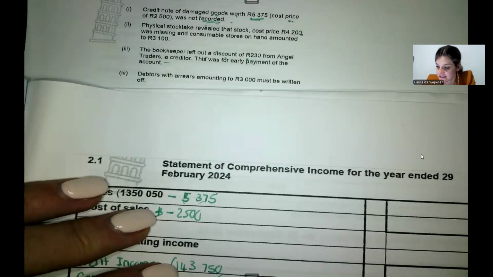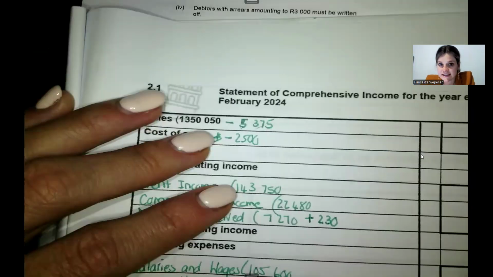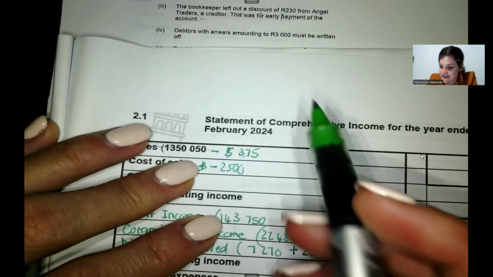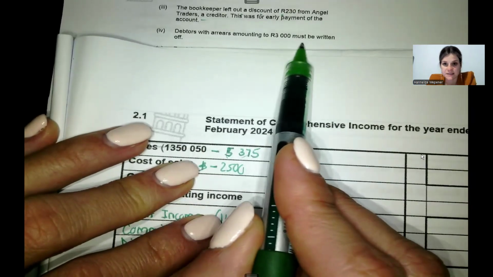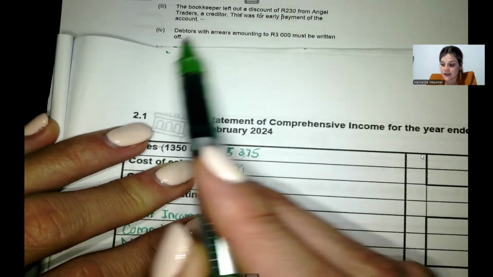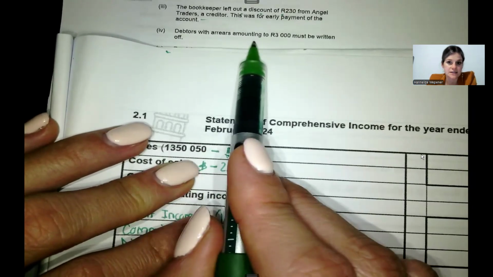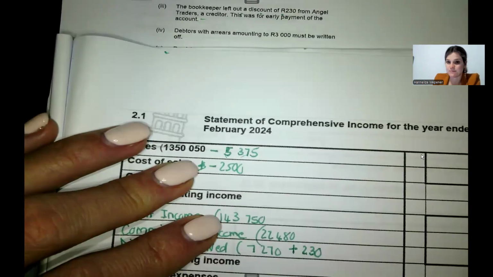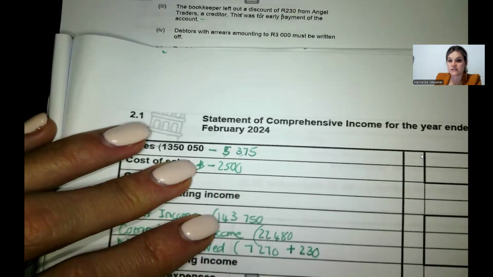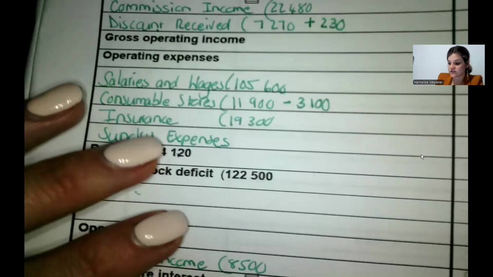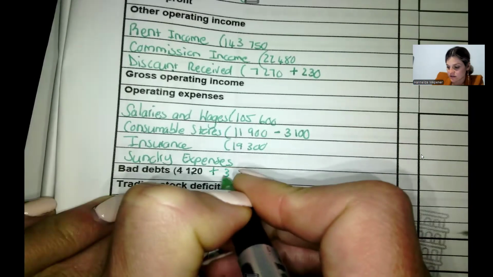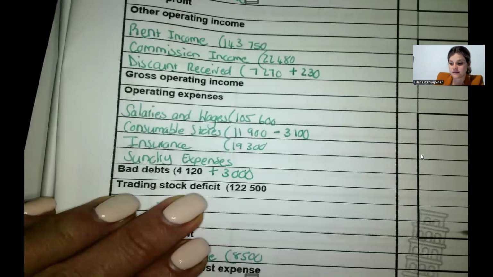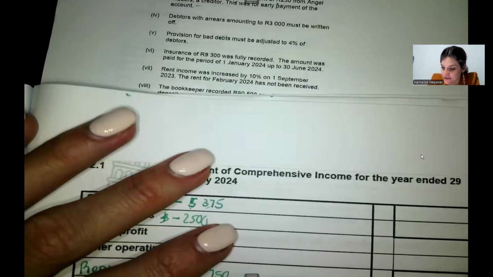Then it says that debtors with arrears amounting to 3,000 Rand must be written off. So we have debtors accounts that are in arrears, and this must be written off as a bad debt. Therefore, the debtor no longer owes you the 3,000, and you must go to bad debts, and you must add 3,000. Okay, there we go. That one is done.